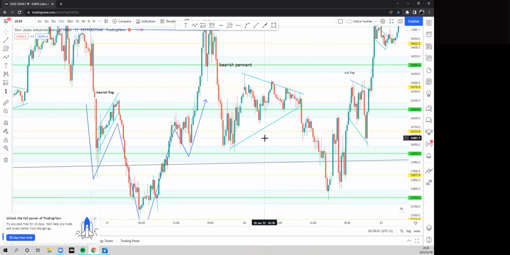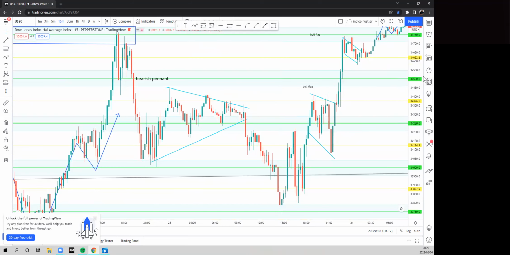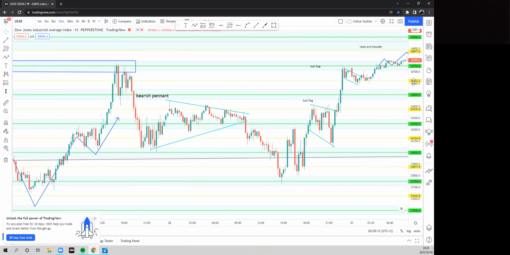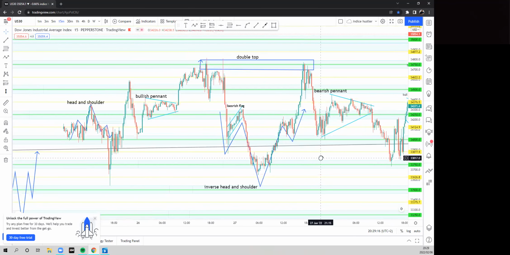So in the strategy booklet, in the strategy breakdown, the course, I've also included the chart patterns. So if you're confused of any pattern, you can just go and look there, confirm what that pattern means and what it does.